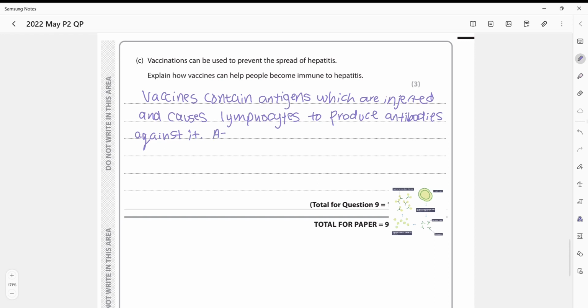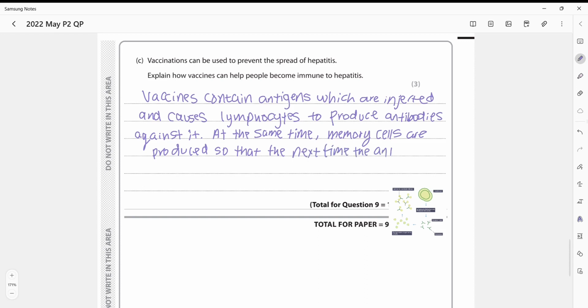So at the same time, memory cells are produced so that the next time the antigen is present, antibodies are produced more quickly. Okay, we're done with this paper.